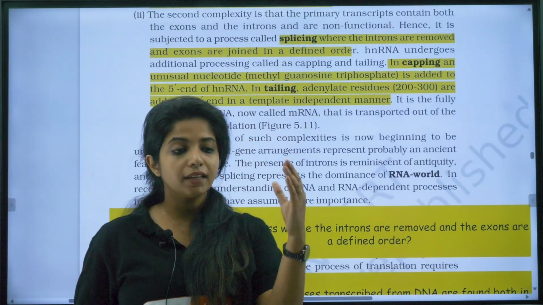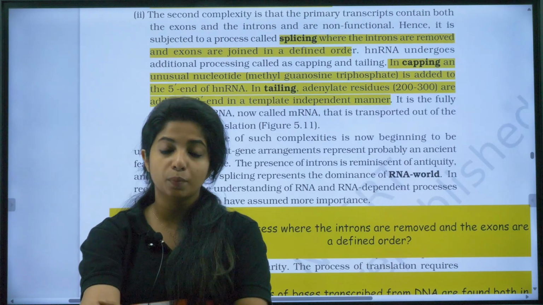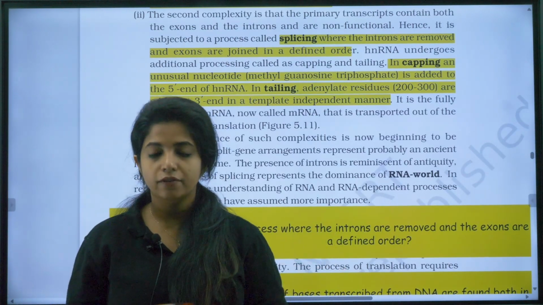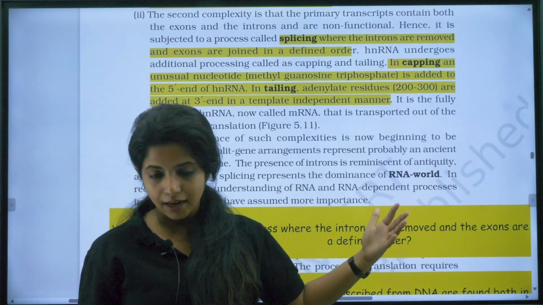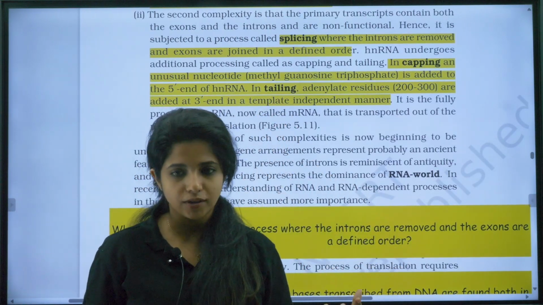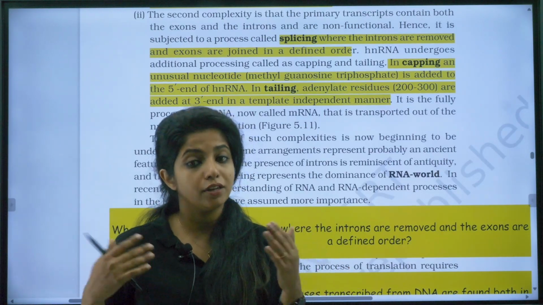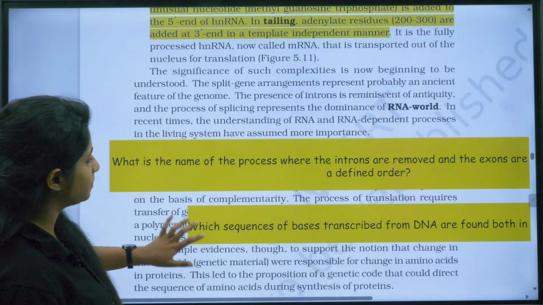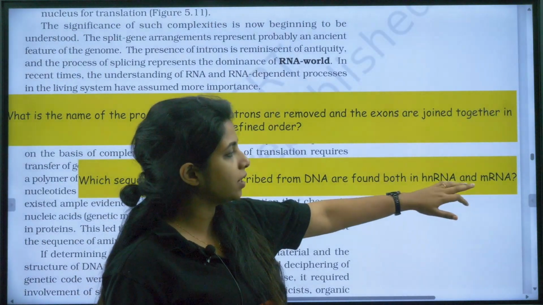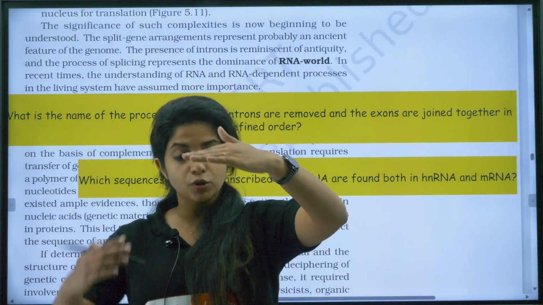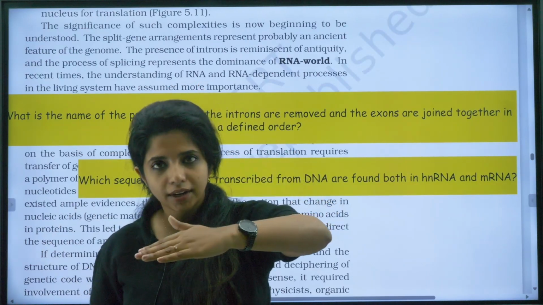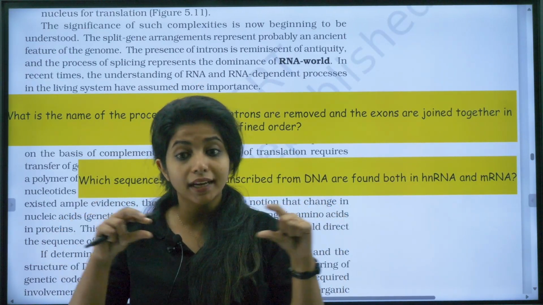Now, when I say that mRNA is made out of DNA, it still has lots of processing to be done, which is known as capping, tailing, and things like that, after which it will move out and undergo the process of translation. If this is not done, translation would not happen properly. Please remember that. Which sequence of bases transcribed from DNA is found both in hnRNA and mRNA? When DNA is going to make mRNA, it's not a direct process. First, DNA will make hnRNA. hnRNA will also contain the introns.